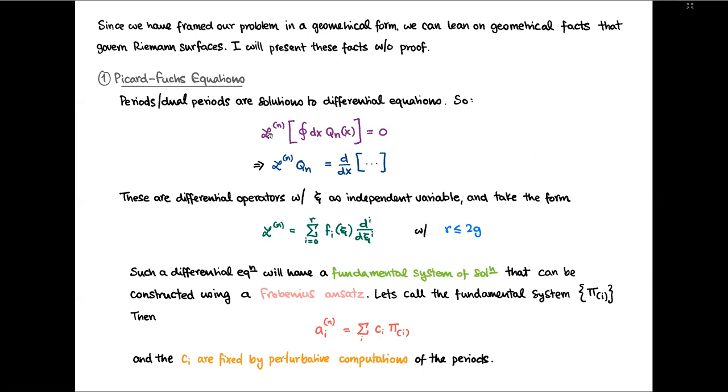What we use in the computations at least is that since the periods or dual periods are themselves solutions to a differential equation of this form, the one forms themselves are going to be zero up to total derivatives. That's the only thing you can have on this side. You can check that if this is true, then this is guaranteed, since you have a total derivative and you're integrating it over a non-contractible cycle, and you just get zero.